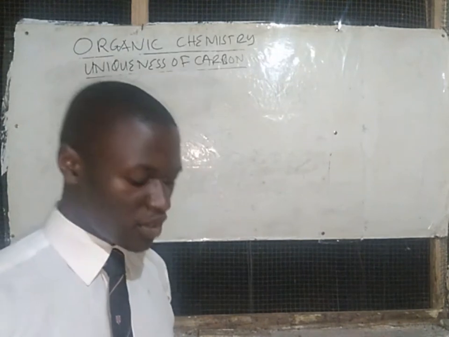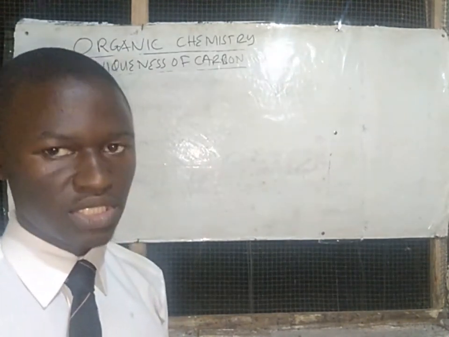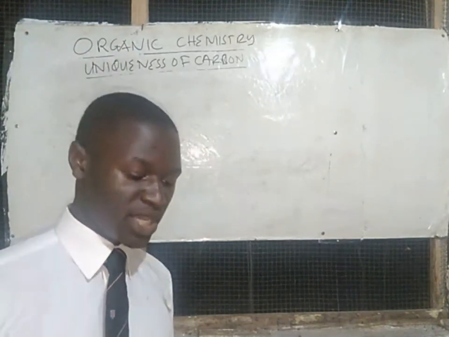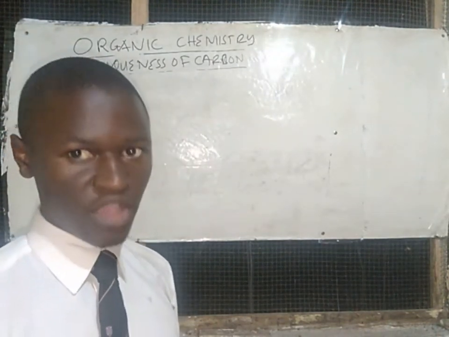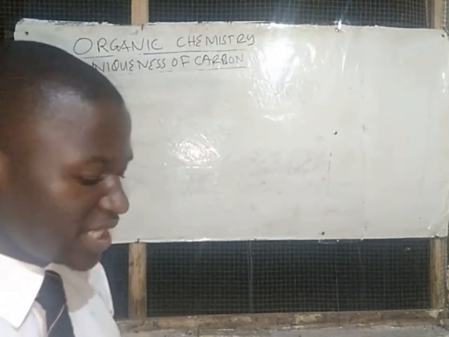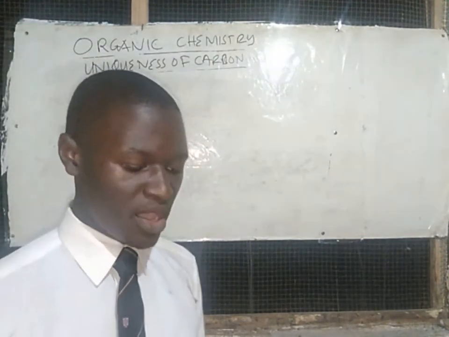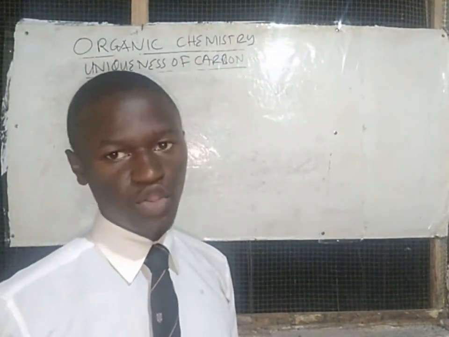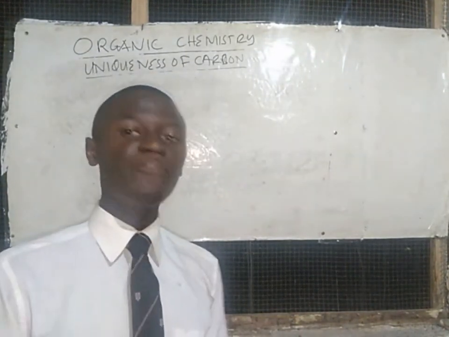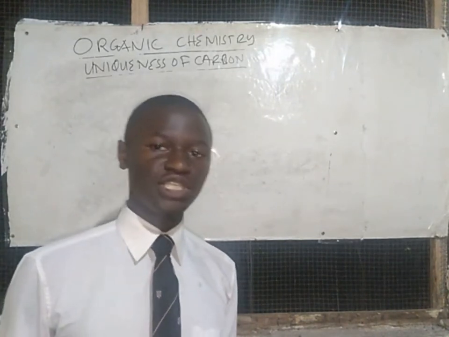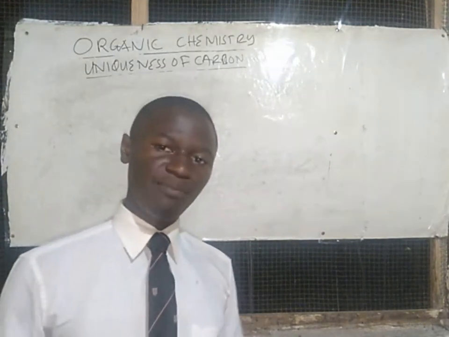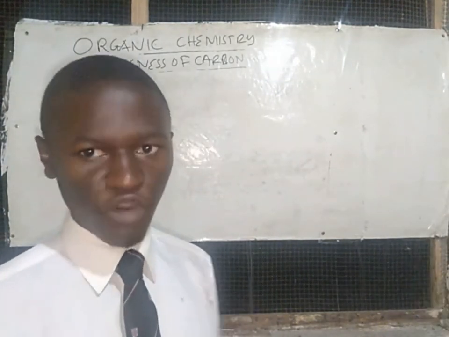So carbon forms a very large number of compounds. Compounds of carbon reach 4 million. 4 million only compounds of carbon. This is far more than the number of compounds of all other elements put together, which is less than 100,000. So the compounds of all other elements, if we collect them, do not reach even 100,000. But compounds of carbon are more than 4 million.